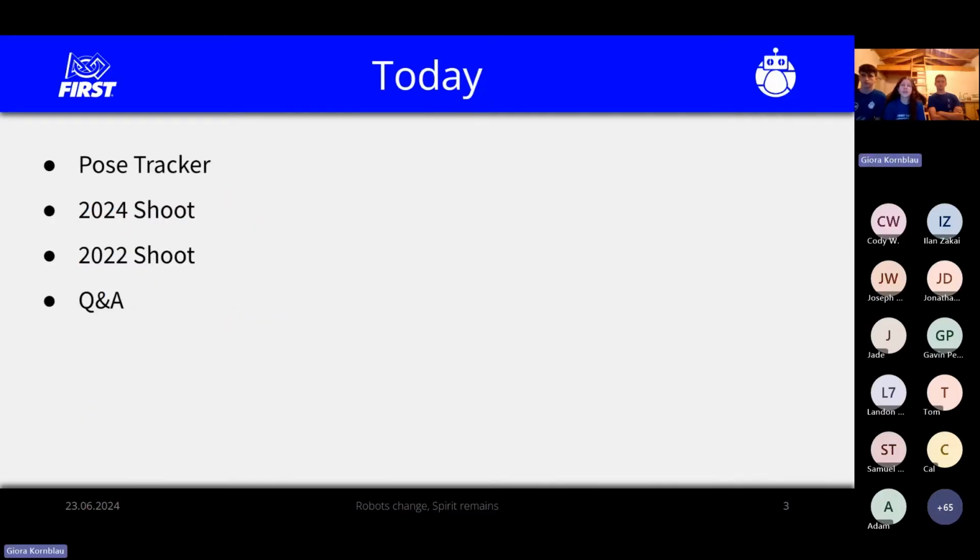So today we'll talk about our pose tracker first, everything that goes into merging our position and getting them from our sensors. Next, we'll talk about our 2024 shooting, then about our 2022 shooting, and last but not least, Q&A.